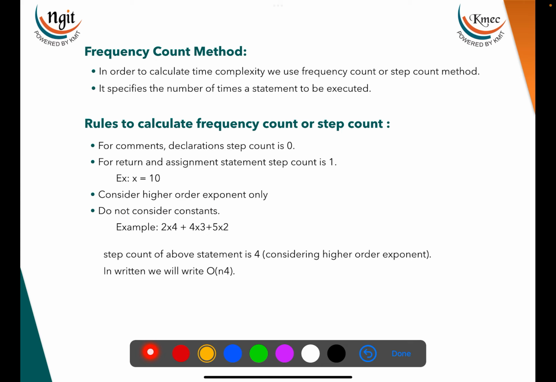Now let's see how to calculate by the frequency count method. This is important. For comments and declarations, the step count is 0. For return and assignment statements, the step count is 1, for example x equal to 10. Consider the higher order exponential way. When you are given these kinds of things to calculate frequency, you need not worry about it. You just take the formulas out. This is x power 4, x cube and x square. When you have the highest degree, the lowest degrees can be ignored.